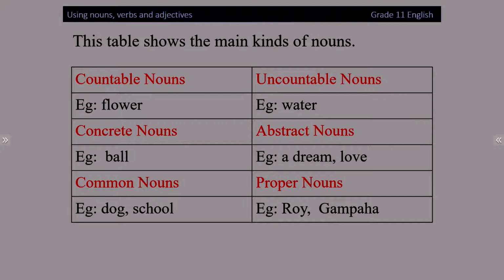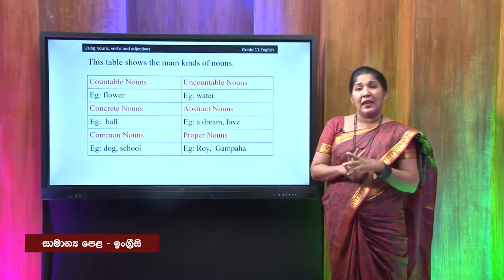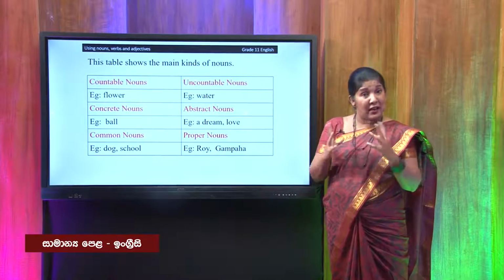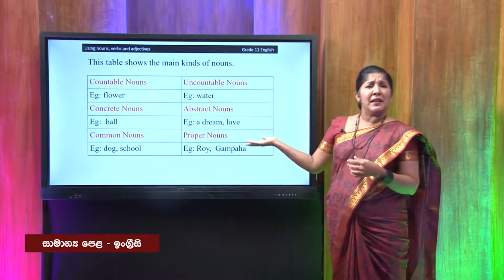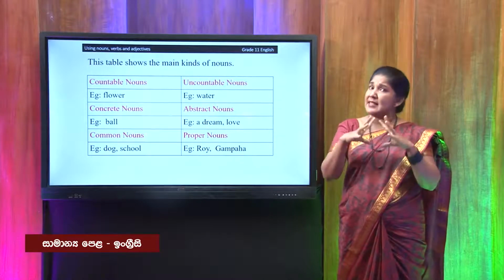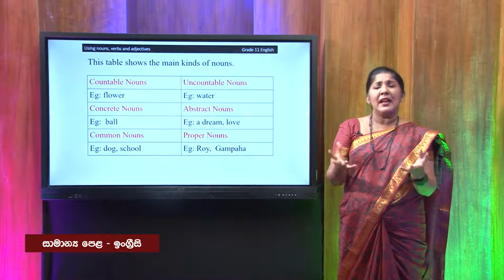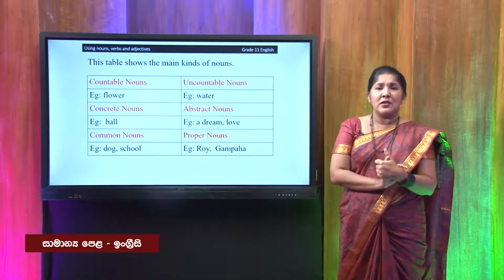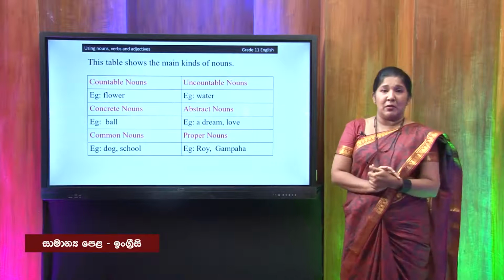Then, the next one is concrete nouns and abstract nouns. What are concrete nouns and abstract nouns? Concrete nouns can be touched. They have a shape. They have a color as well. Now, for example, I have given you ball. You know, ball has a shape. Ball has colors. Okay, and also you can touch it. So, they are called concrete nouns.